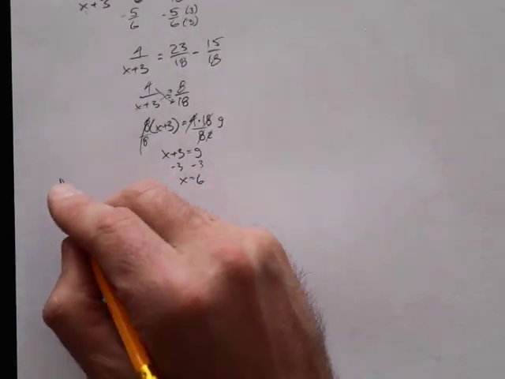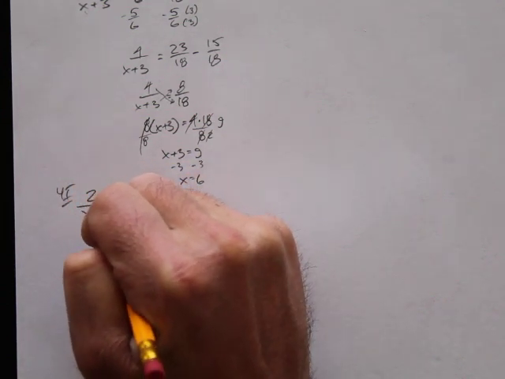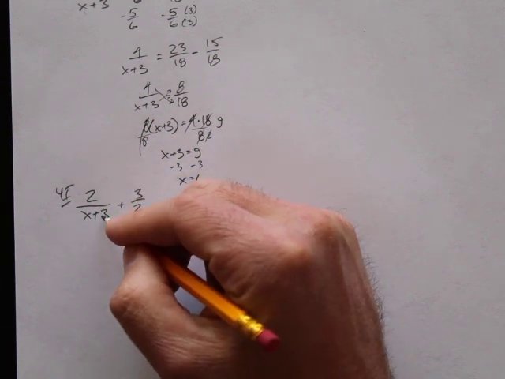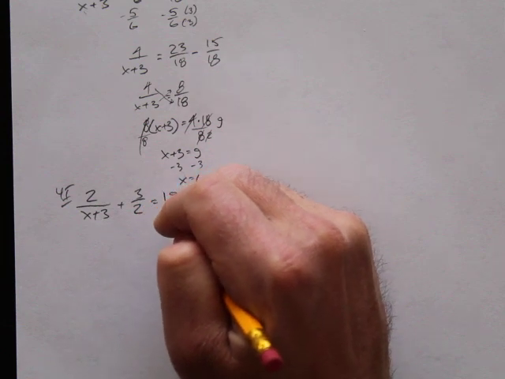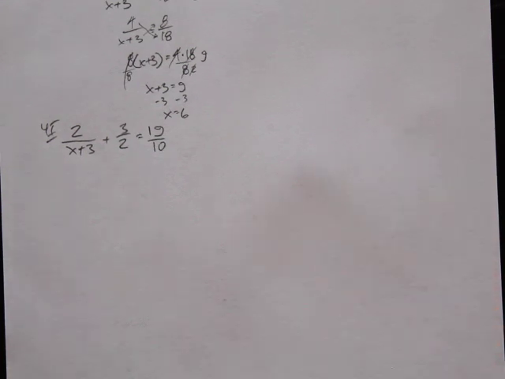Now, you try one. Pretty much the same question with just some different numbers. 2 over x plus 3 plus 3 over 2 equals 9 over 10. All right. Go ahead and pause and do this problem here. Go.